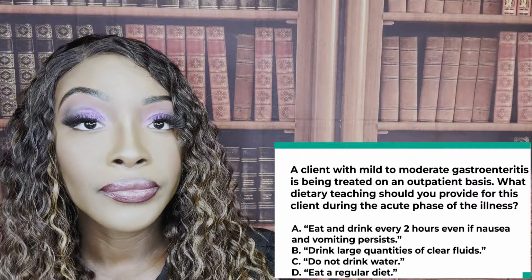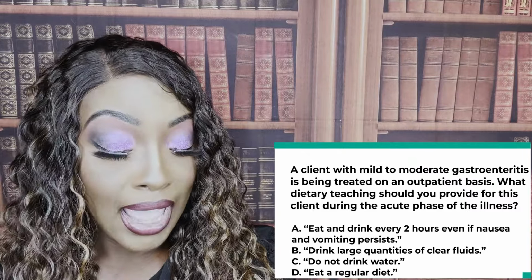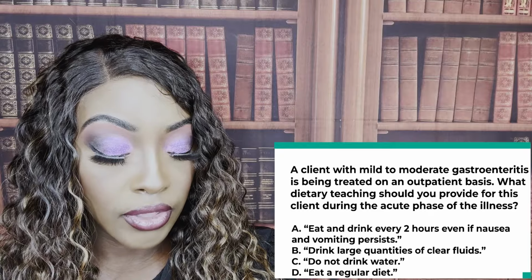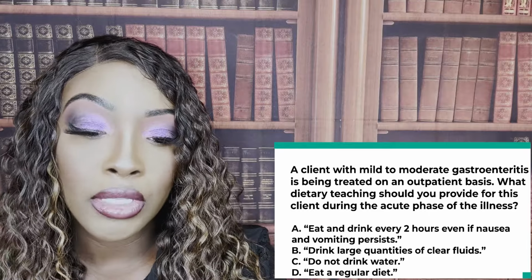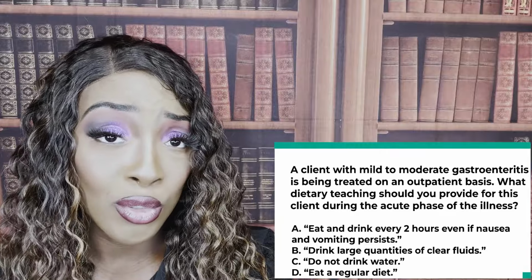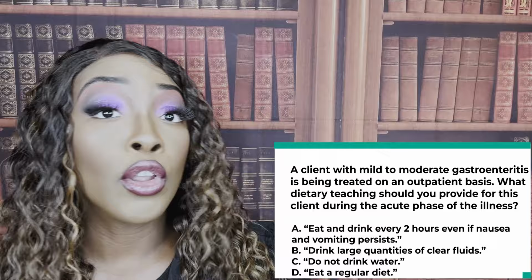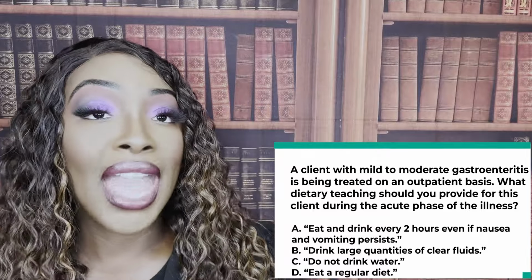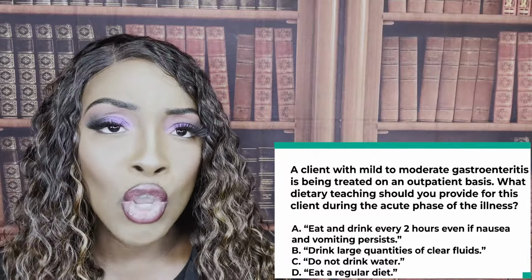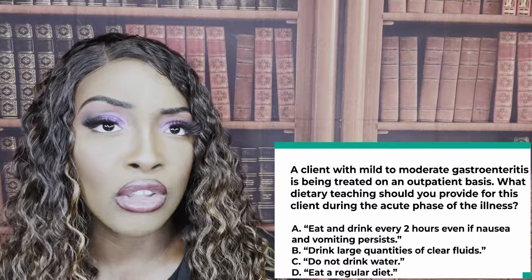And the correct answer is C. I'll clean the rectal area liberally with toilet tissue. So whenever a question asks you which one needs further teaching, they're asking you for the wrong answer choice. And if you look at the question, this patient has gastroenteritis, which means they're vomiting a lot and they have a lot of diarrhea. You want to know what diarrhea in urine does on the skin? It causes maceration, it causes excoriation.